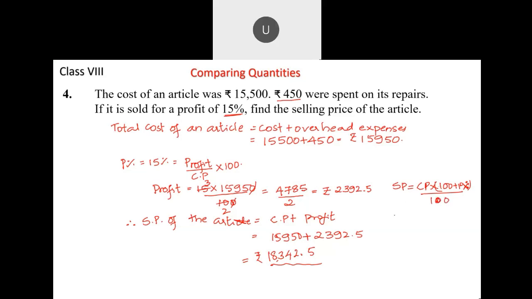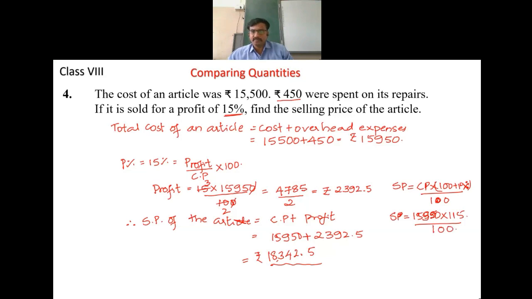When we use it directly, SP will be equal to 15,950, this is CP, into 100 plus profit percent. It becomes 115, divided by 100. One of the 0 gets cancelled, 5 2 times is 10, 5 23 times is 115. So 15950 into 23 divided by 2. We get the same answer.